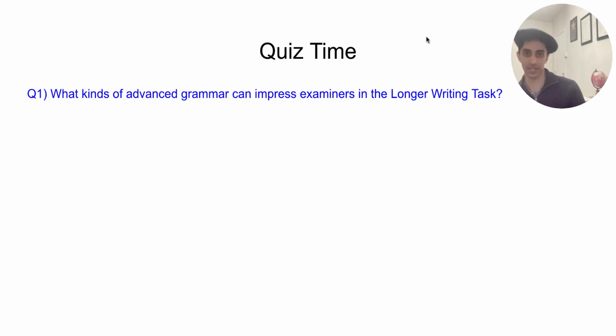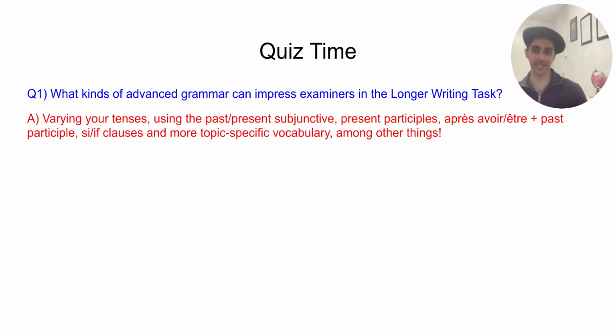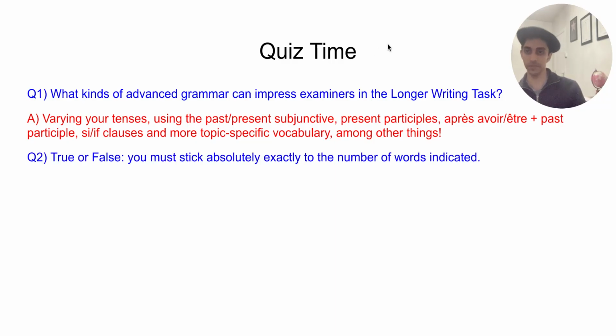Okay, and I'm going to show the answer now. So varying your tenses using the past and present subjunctive, for example, but also present participles, structures like après avoir or après être, plus the past participle, if or si clauses, and more topic-specific vocabulary can all be used to impress examiners, especially in your longer writing task. Among other things too, that was not a definitive or exhaustive list. There are potentially other structures or grammar forms that can wow examiners as well.